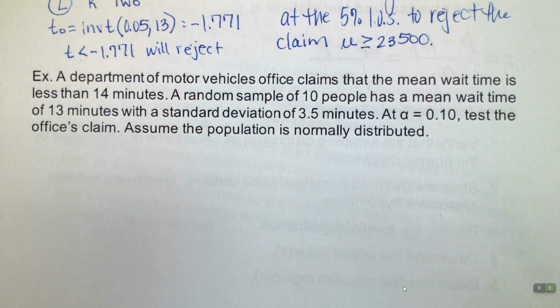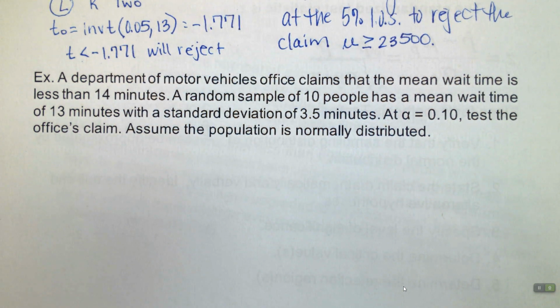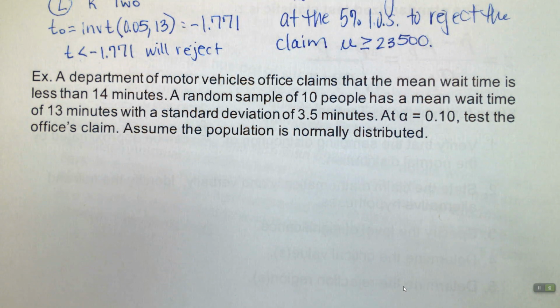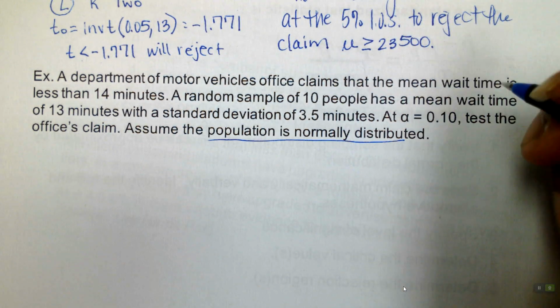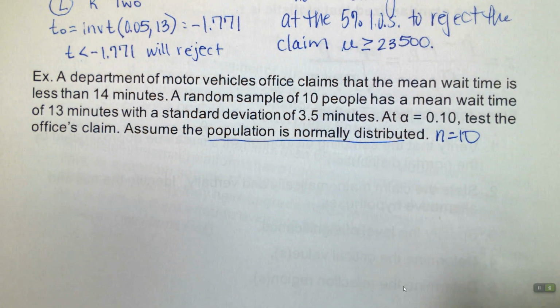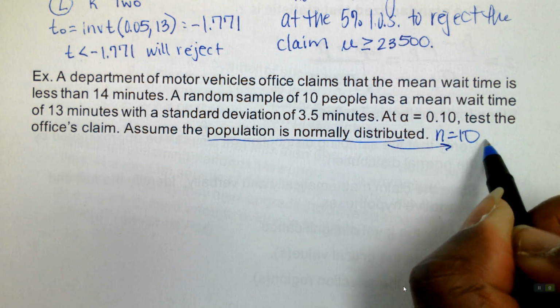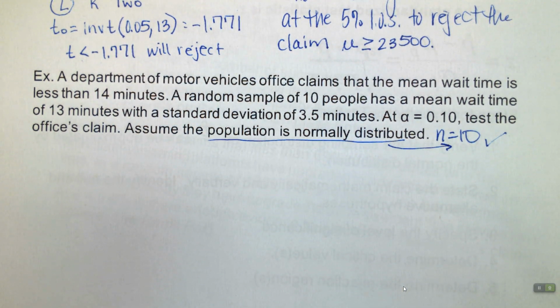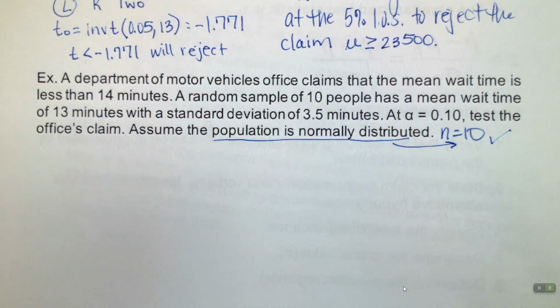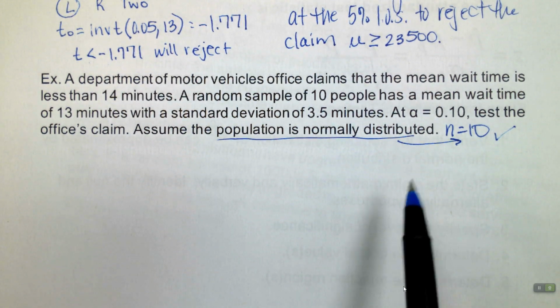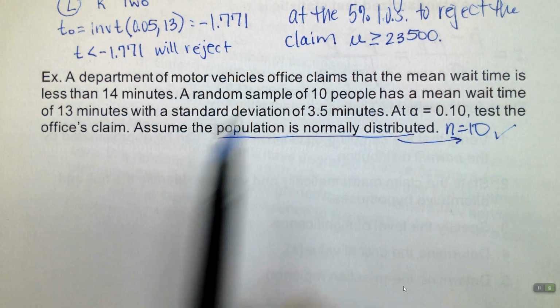The Department of Motor Vehicles office claims that the mean wait time is less than 14 minutes. A random sample of 10 people, that's really low, has a mean wait time of 13 minutes with a standard deviation of 3.5 minutes. At level of significance 0.10, test the office's claim, assume the population is normally distributed. Okay, that makes me feel better. So n was equal to 10. That was not 30, but this makes it better. It's a low number, but this makes it okay to do.